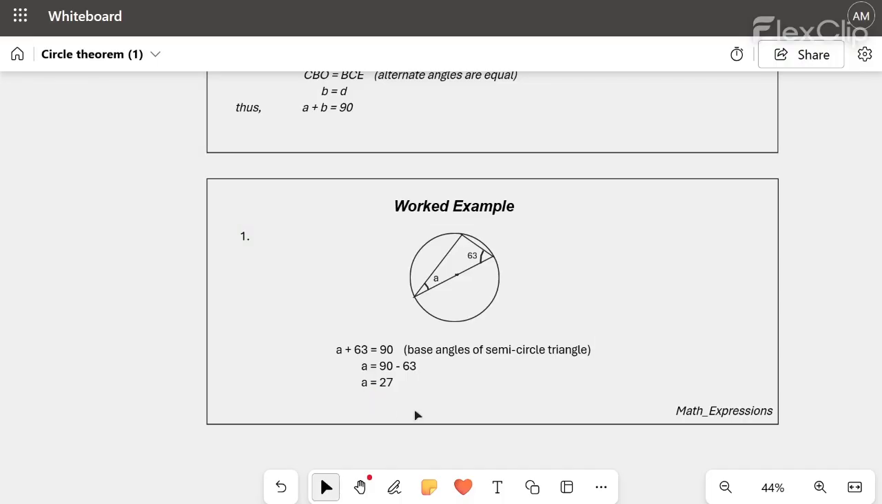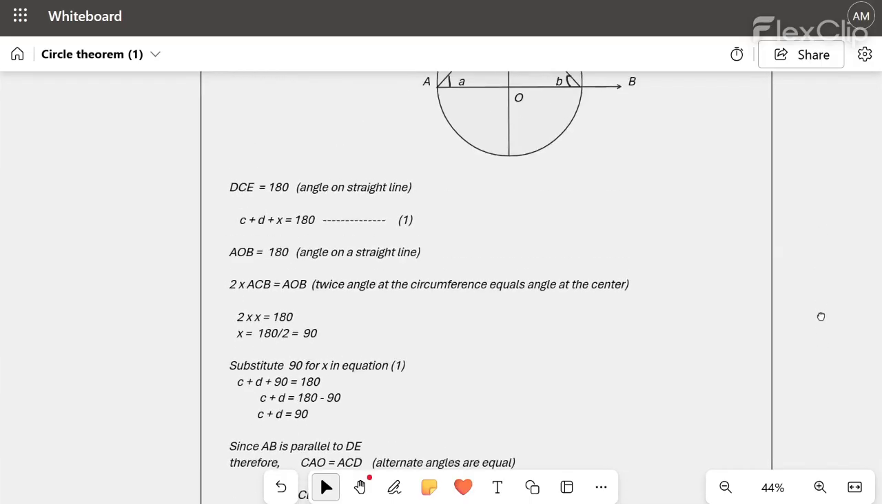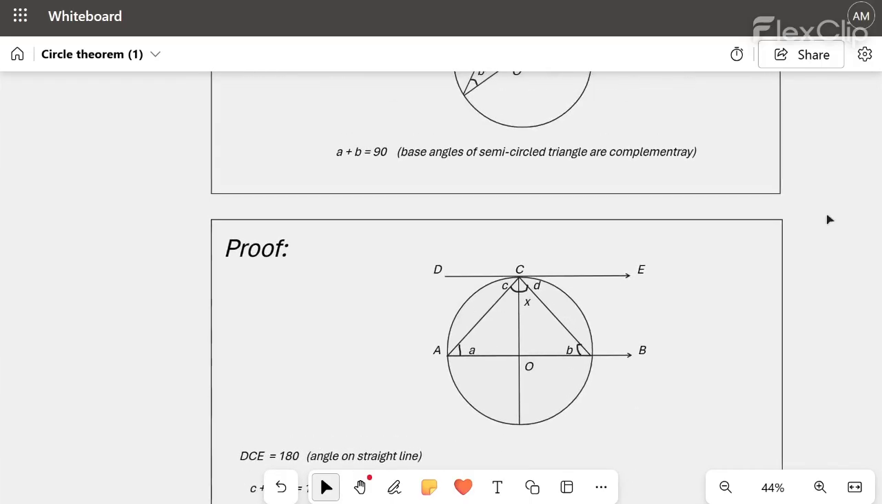As you can see, it's a very simple theorem. It's not rocket science, and in this video we have tried to make it as simple as possible, and also prove that the base angles of a semicircle triangle are always complementary.